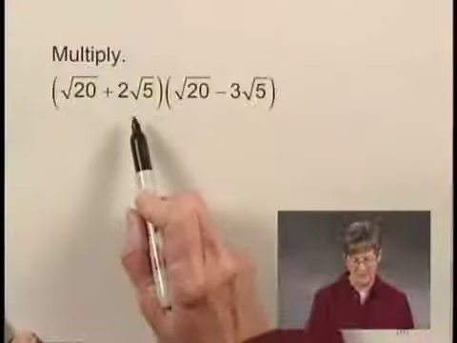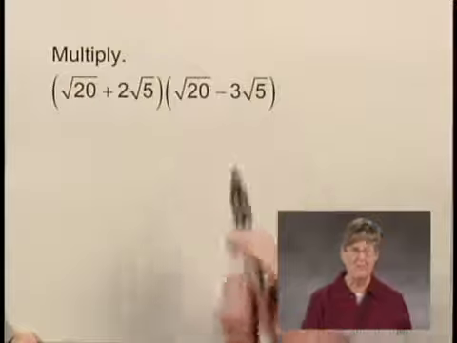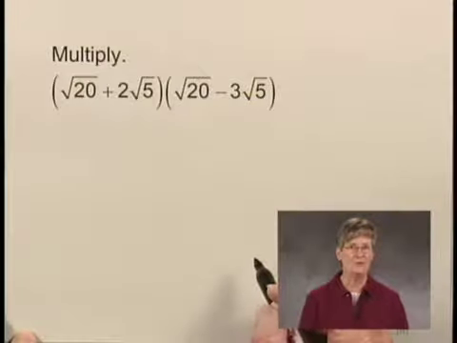We'll multiply using radical notation. We have the quantity the square root of 20 plus 2 times the square root of 5 times the quantity the square root of 20 minus 3 times the square root of 5. And we'll use the FOIL method to do this.